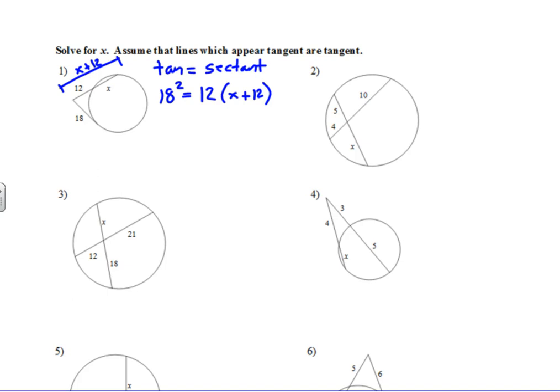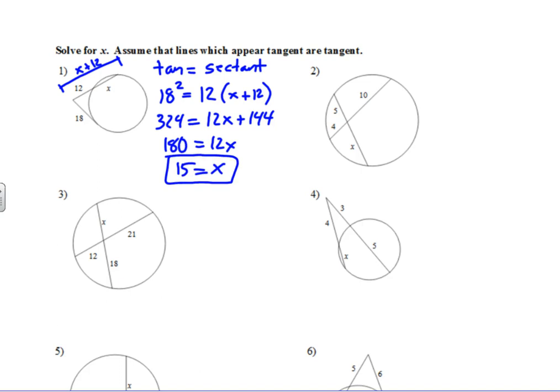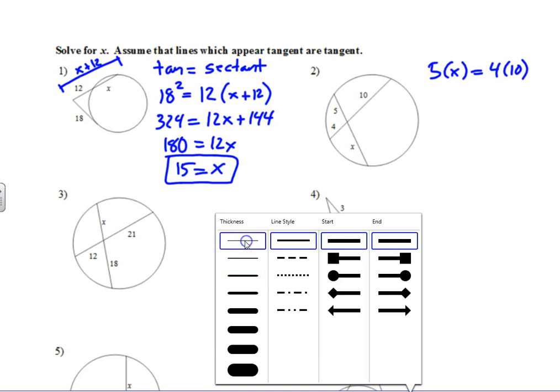Okay, so you've got 18 squared is 324 equals 12x plus 144. So we subtract 144 from 324, we get 180 equals 12x, and we divide by 12, and we get 15 equals x. Okay, and this one, it's going to be 5 times x equals 4 times 10. And again, the way I think about this, I'll just draw it in a different color.